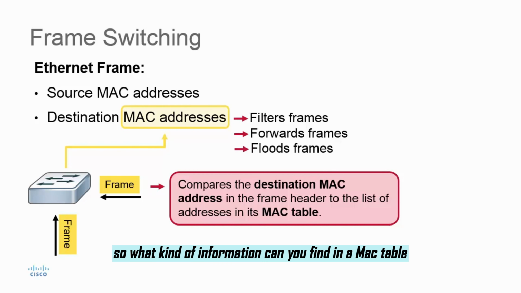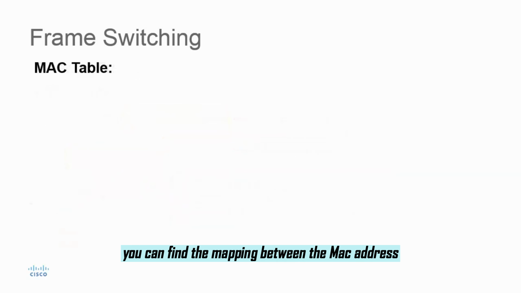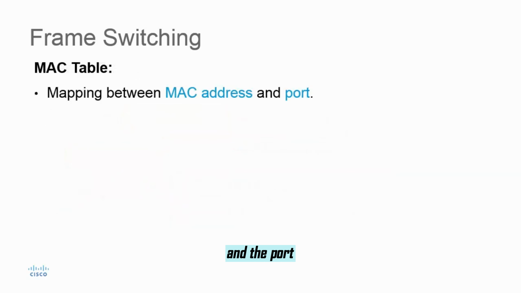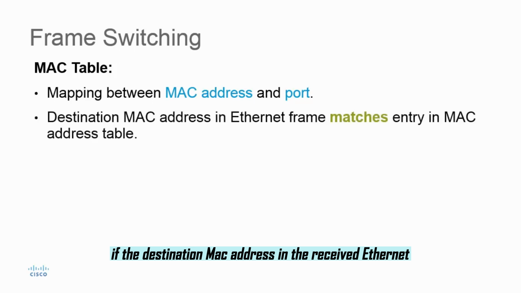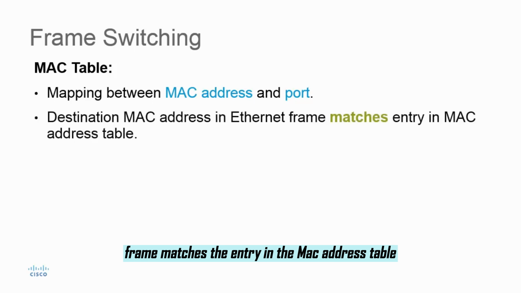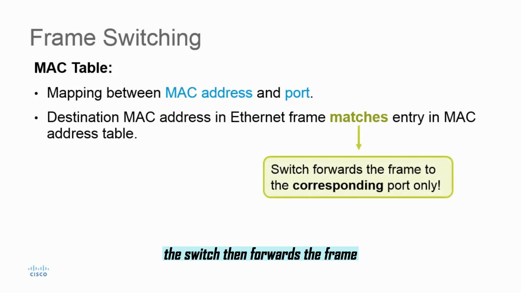So, what kind of information can you find in a MAC table? You can find the mapping between the MAC address and the port to which that MAC address is attached. If the destination MAC address in the received Ethernet frame matches an entry in the MAC address table, the switch then forwards the frame to the corresponding port only.